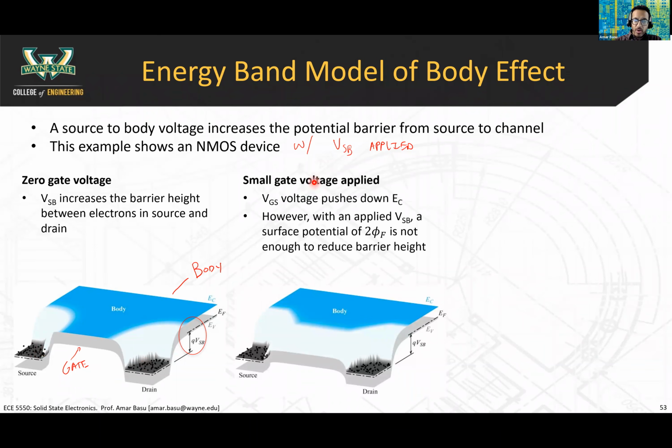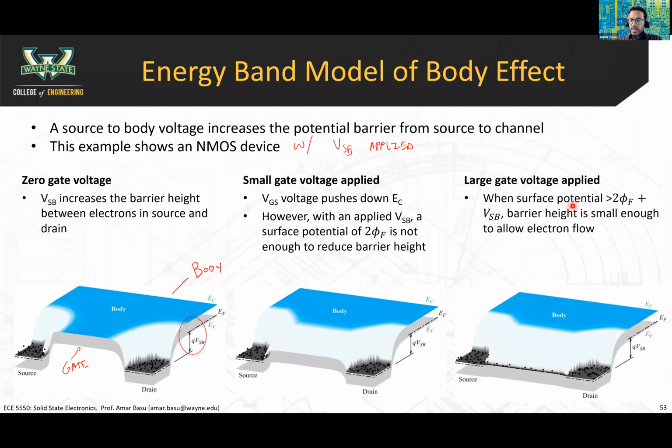If you apply a small gate voltage, you're basically pushing down this barrier height. So you're making this barrier height smaller by pushing this entire section down, okay? You see that in this diagram. Here you had a very large barrier height. Here you've reduced it, but you haven't reduced it enough to get electrons to flow between the source and the drain. And this is again because you started off with the large barrier height to begin with.